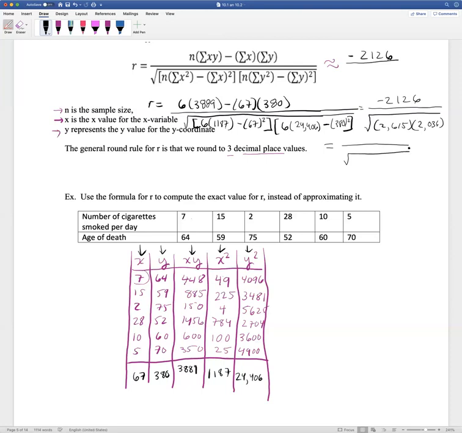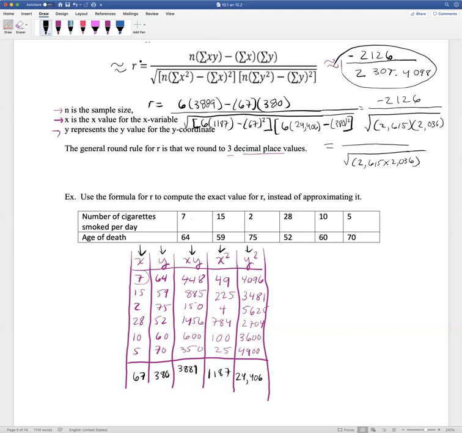This becomes, in the denominator, the square root of 2,615 times 2,036. And when you put it into your calculator, you're going to do it like this: 2,615 times 2,036. So put parentheses around the two of them, so the square root of 2,615 times 2,036. And I get 2,307.4098.